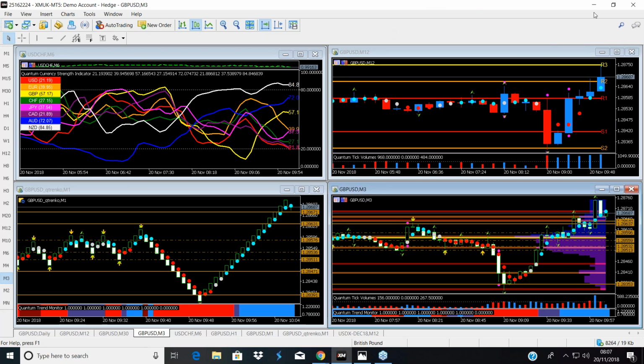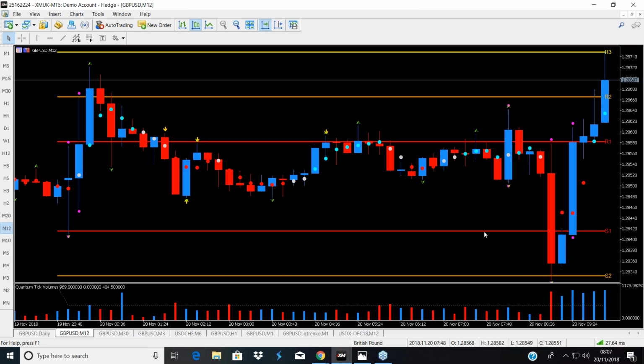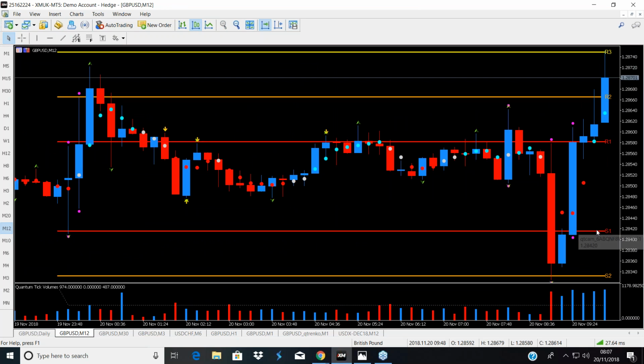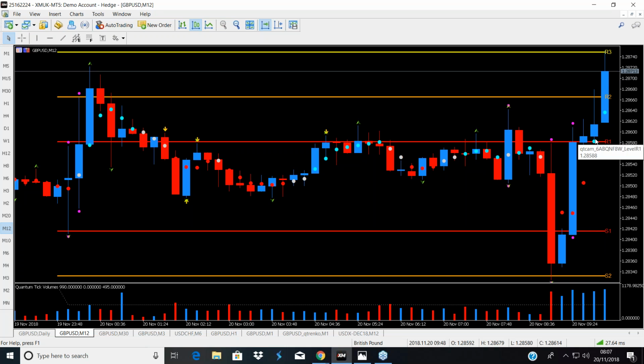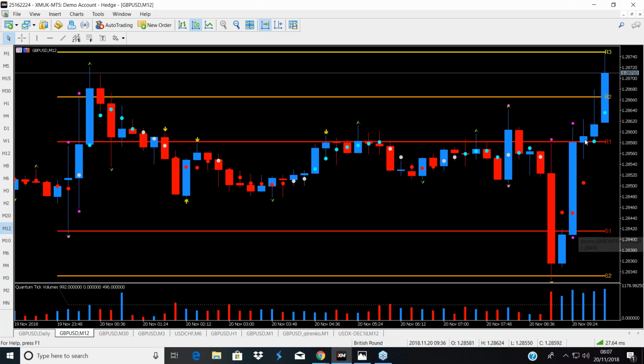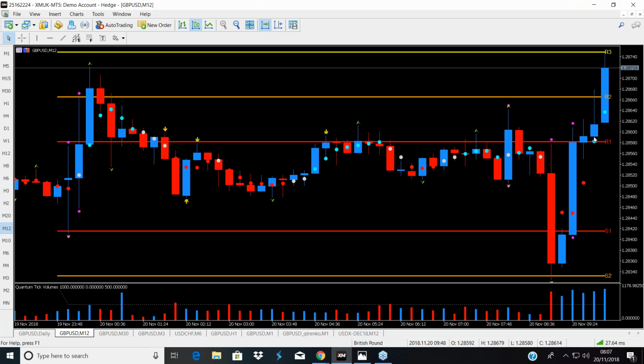And moving back to the Camarilla, excuse me, this is on the 12-minute. This is the move that we've seen where we saw it within the S1 and the R1. And I said right at the beginning, this is what we call the neutral zone, and it's got to go beyond one or the other. It's actually broken out of the R1.